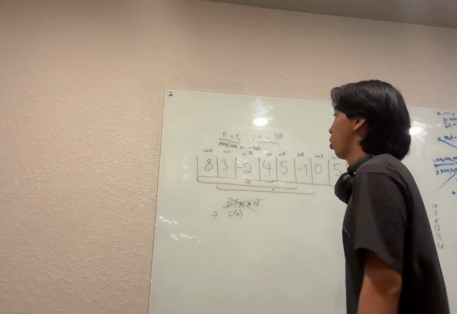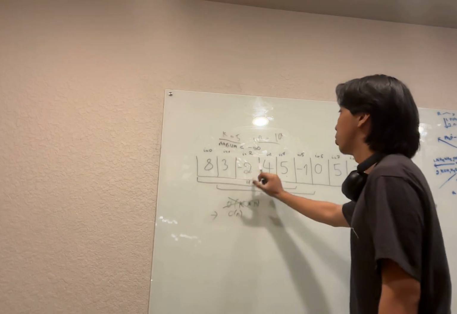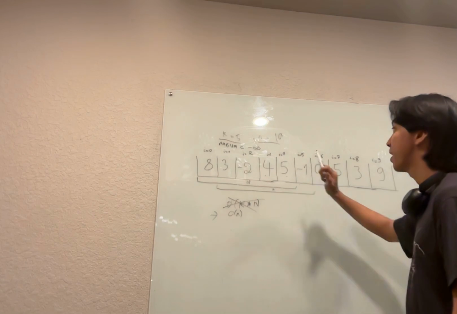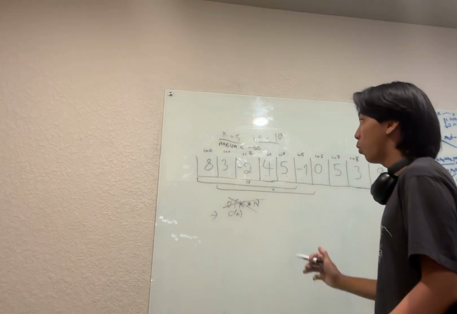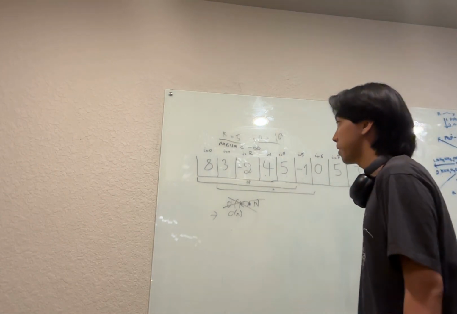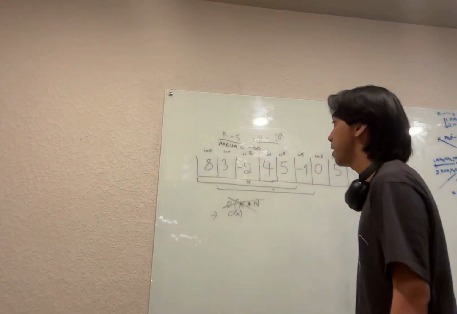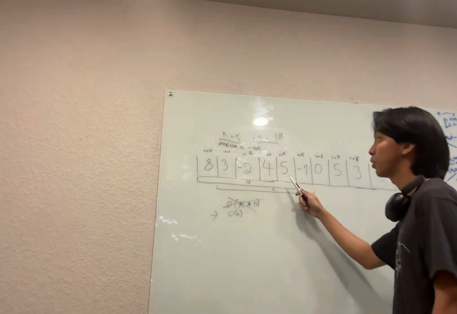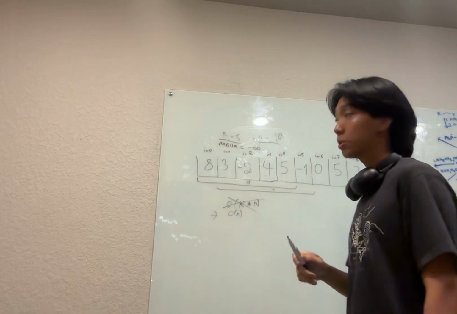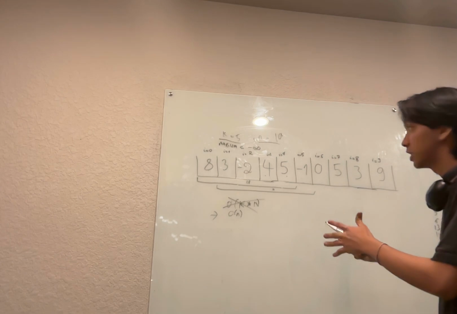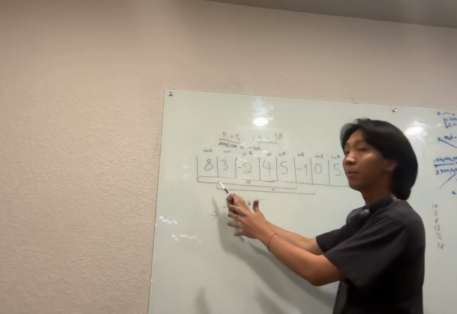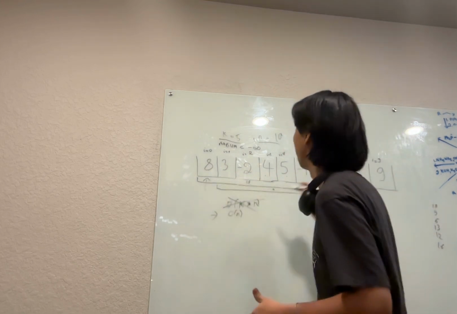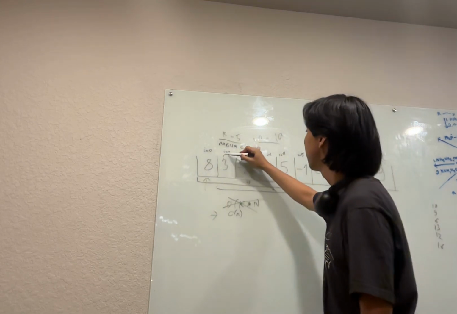Let's look at the first window. We have 8, 3, minus 2, 4, 5. What about the next window? It says 3, minus 2, 4, 5, and minus 1. Can you notice what's special about this? Yes, there are 4 elements in common: 3, minus 2, 4, and 5. So the special thing here is, as we move up to the next window, the only things that changed are 8 and minus 1. Everything else stays the same.